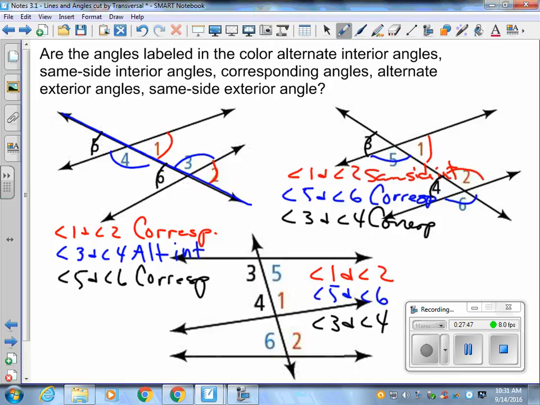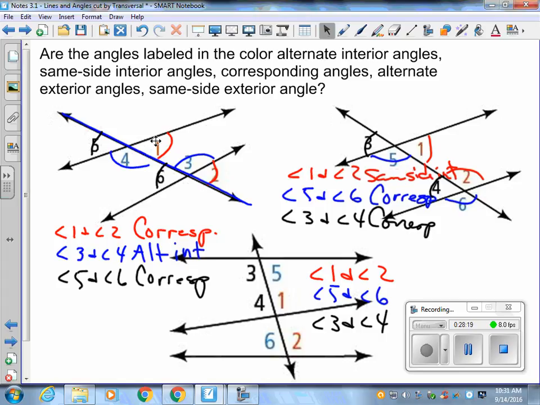So down here at the bottom, you have to be very careful on the lines that you focus on. For example, 1 and 2 are on these bottom 2 lines. They're on the same side and they're one of each, interior and exterior, so that must be corresponding again. But 5 and 6 are between these 2 parallel lines, so ignore the line in the middle. Are they alternating? Are they interior or exterior? Interior. So those are alternate interior angles.